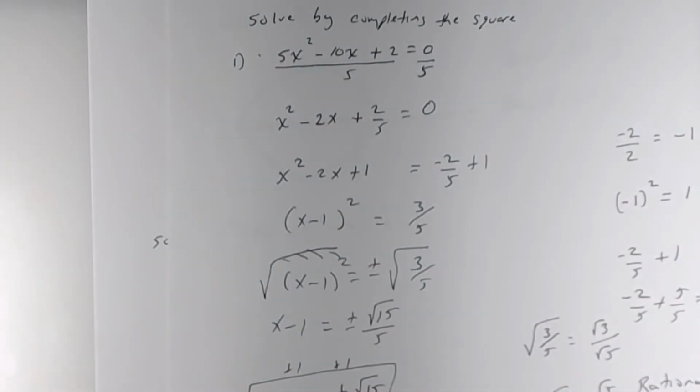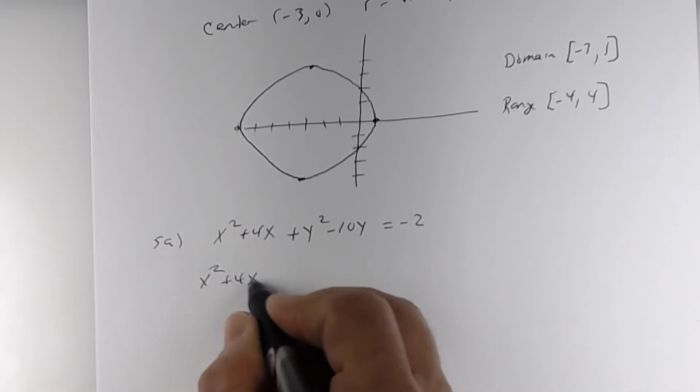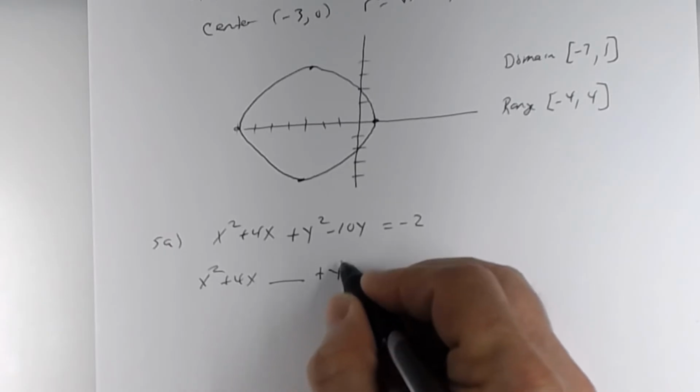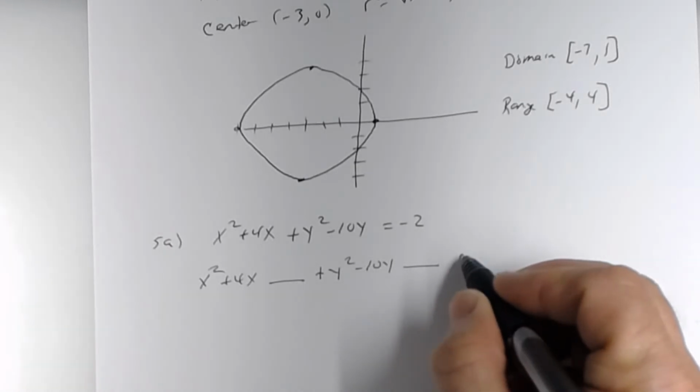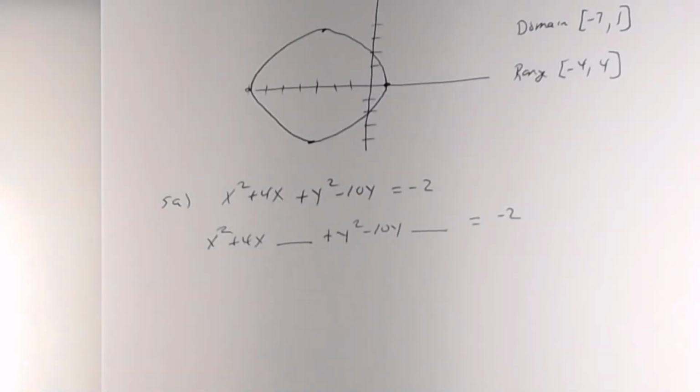Okay, so listen carefully now. You're going to group the x's together, leave some space. So I'm going to say x squared plus 4x, leave some space. Then I'm going to group the y's together, leave some space. So plus y squared minus 10y, space. And that's going to equal what number? Negative 2. Right. Just like we've done before, it's nothing new. It's just like you have two variables now to deal with. So you group the x's together, group the y's together.